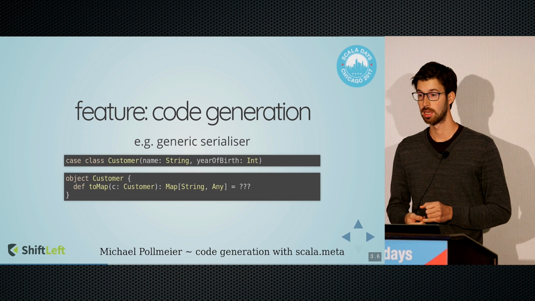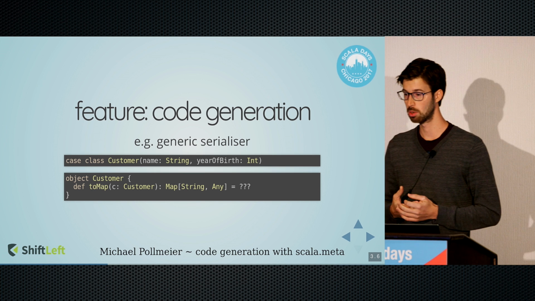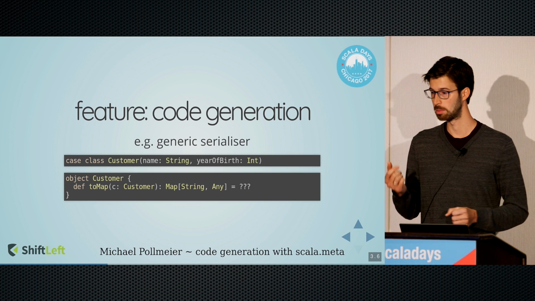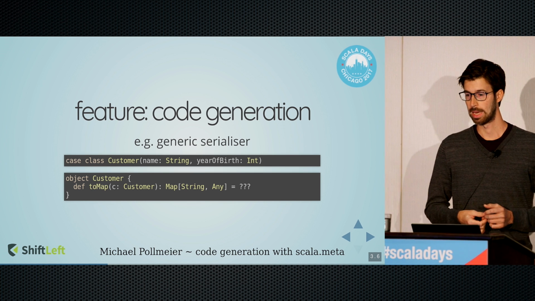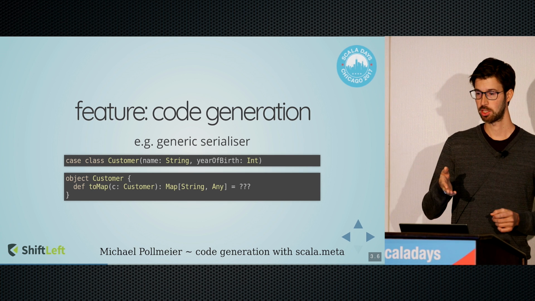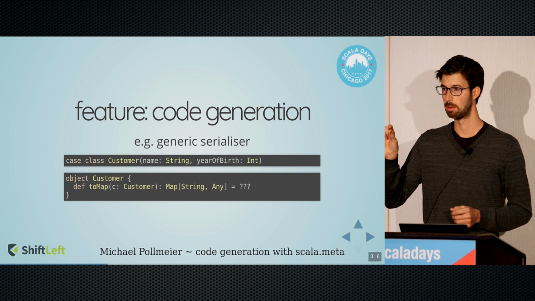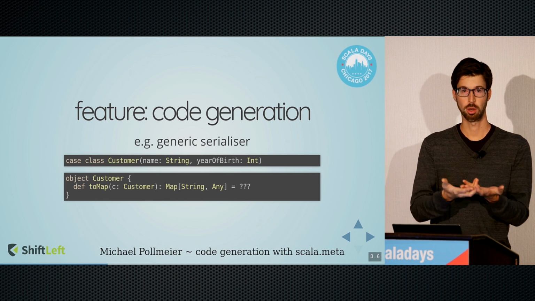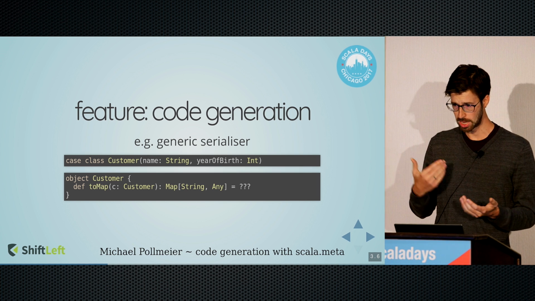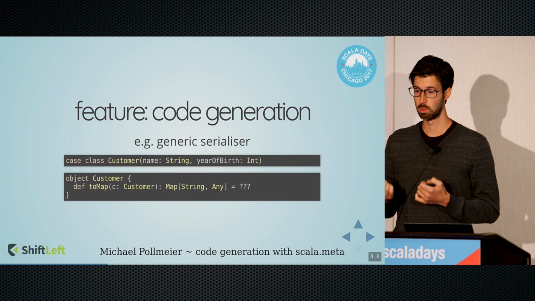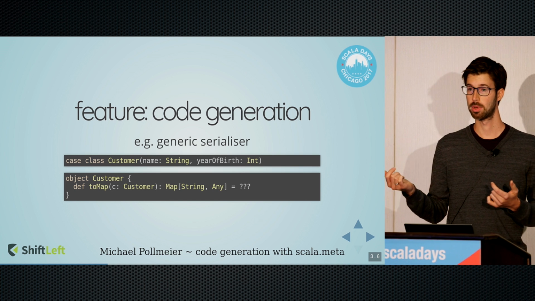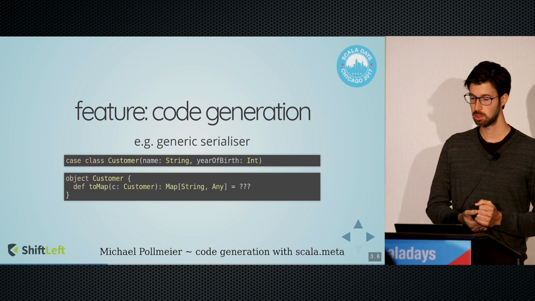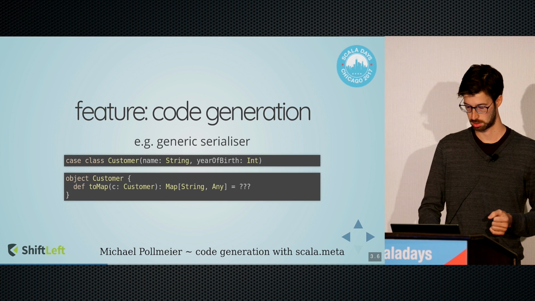So one thing that I just talked about before, here's some code, is a generic serializer. So imagine you have some case class, Customer, with a name and a year of birth, and what you want is the implementation of that toMap method. So what we want to do is, from the case class, generate the companion object or use it if it's already there, and generate this method toMap, which takes an instance of the customer and returns you a Map[String, Any]. That's what we try and do, and that's what we're going to do in the live coding session that's coming now.